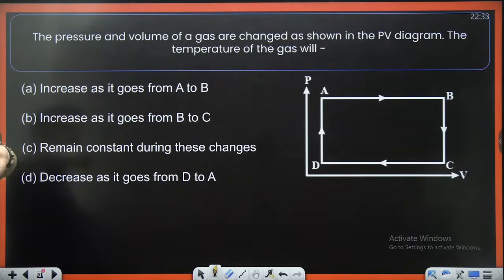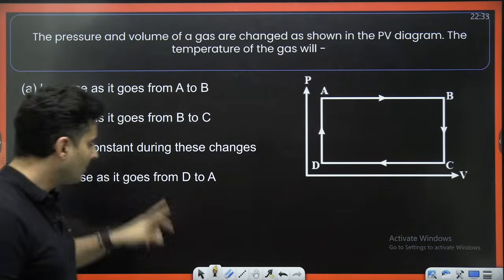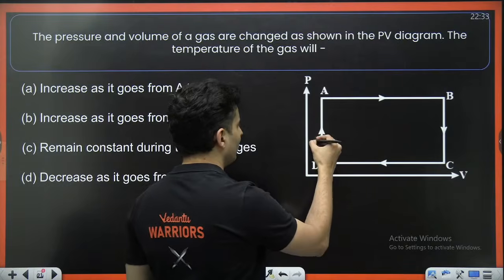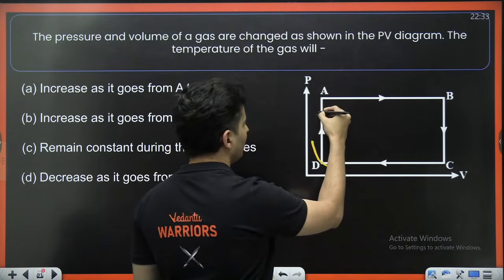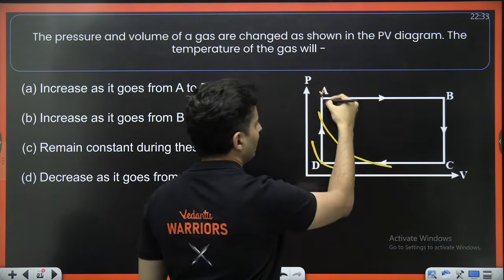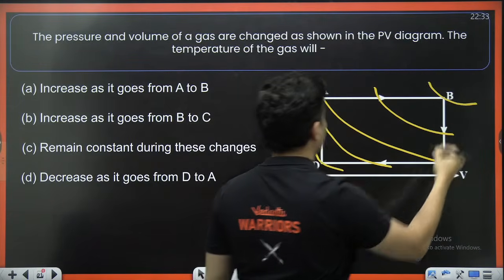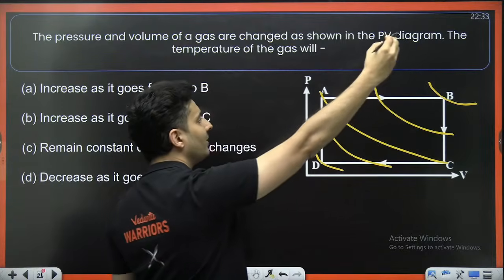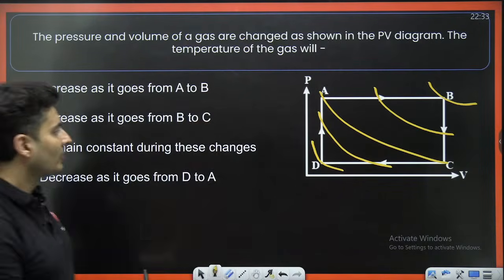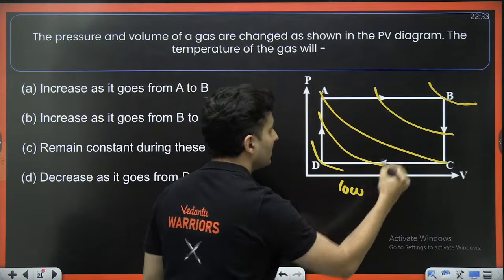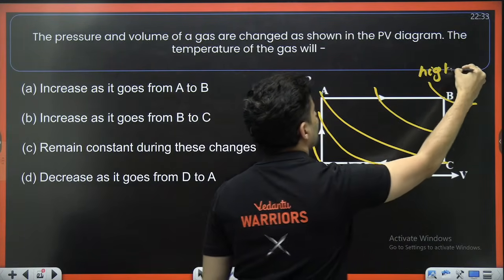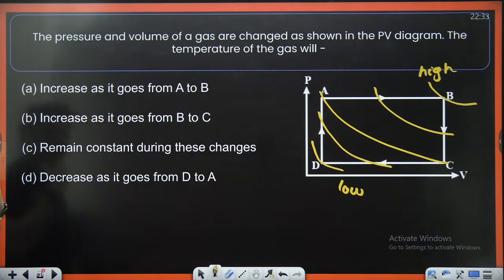Next one. The pressure and volume of a gas is changed as shown. The temperature of the gas increases, remains same, or decreases where? A pressure volume graph always shows isotherms. If you remember, isotherms will be like this, like this, like this. As you go up and out, temperature increases. This is low temperature. This is high temperature. So where is the temperature increasing or decreasing?